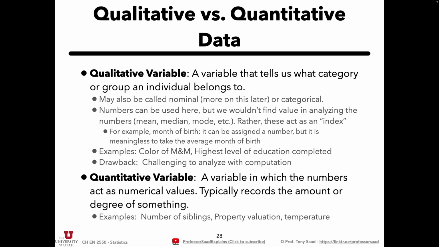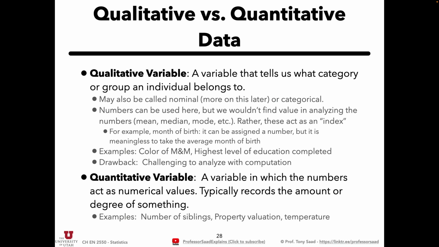It's just arbitrary, right? Now, typically we assign an index to these things, but they're not necessarily computational in nature. So it's harder to work with qualitative data because they're categorical, they're based on names and labels. It's hard to do computations with them. So we have to be careful when we do statistics on qualitative data.